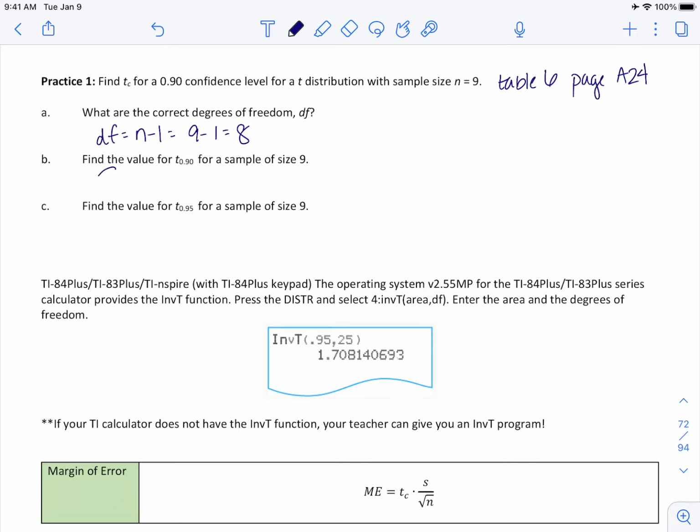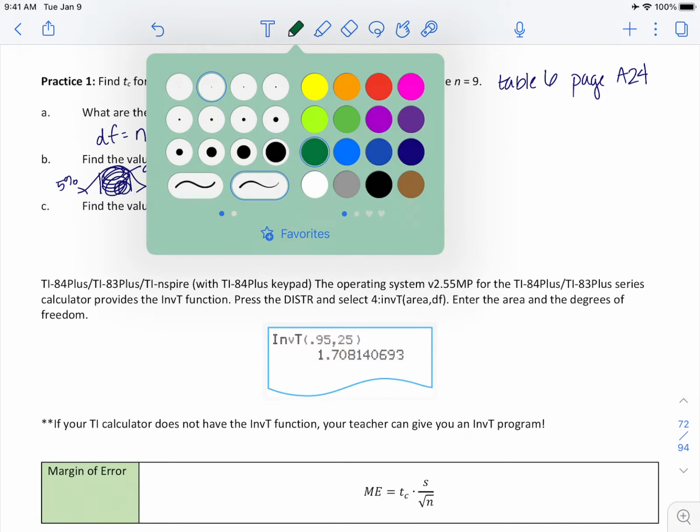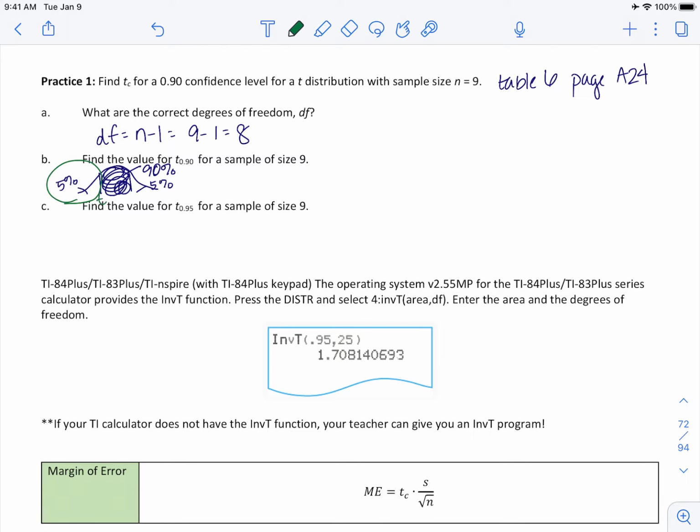So if I have my distribution, I know if the middle 90% is shaded, then that means we have 5% on each tail. So we're going to use the 5%, right, to get this t value. So we're going to look at 0.05, 1 tail, and we're looking at the left. And so we get our t is going to be 1.860.